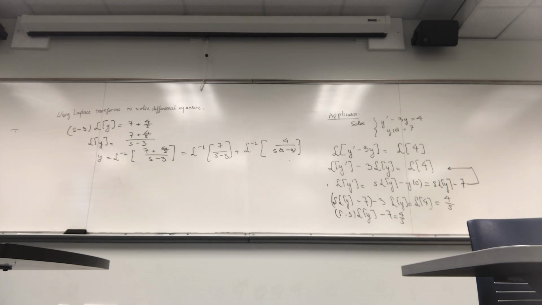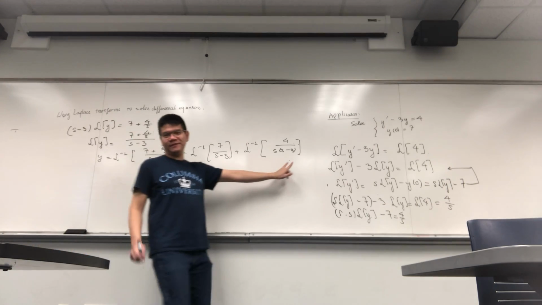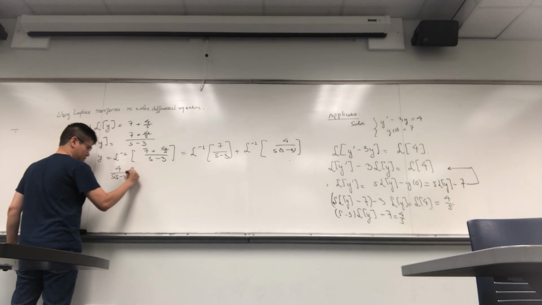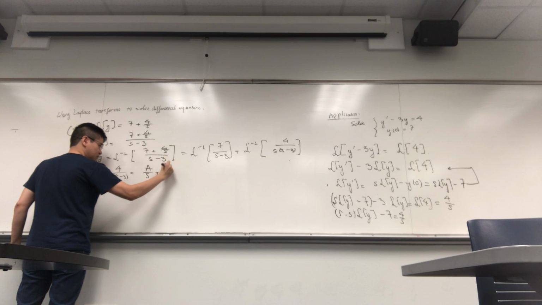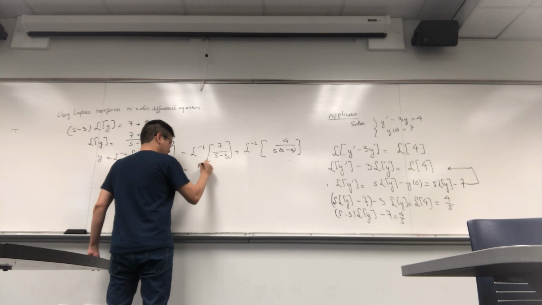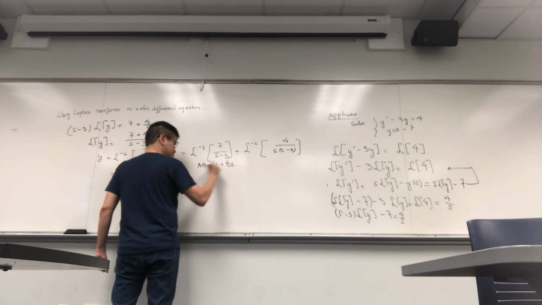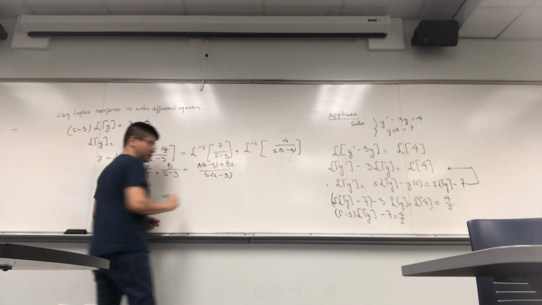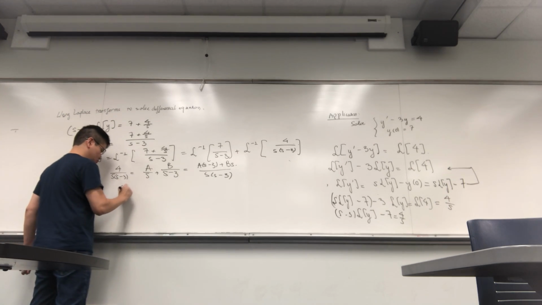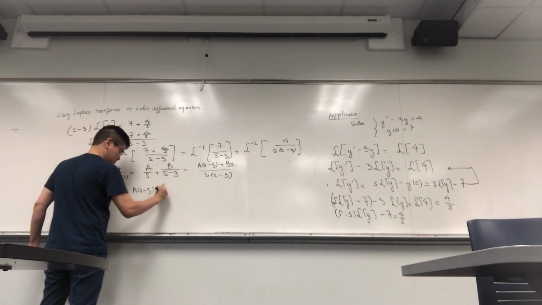So how can I compute the inverse Laplace transform of the second term? We use partial fractions. So again, I'm going to split it. 4 over s times s minus 3 will be a over s plus b over s minus 3, and this is equal to a times s minus 3 plus b times s, over s times s minus 3. Which means that 4 is equal to a times s minus 3 plus b times s.